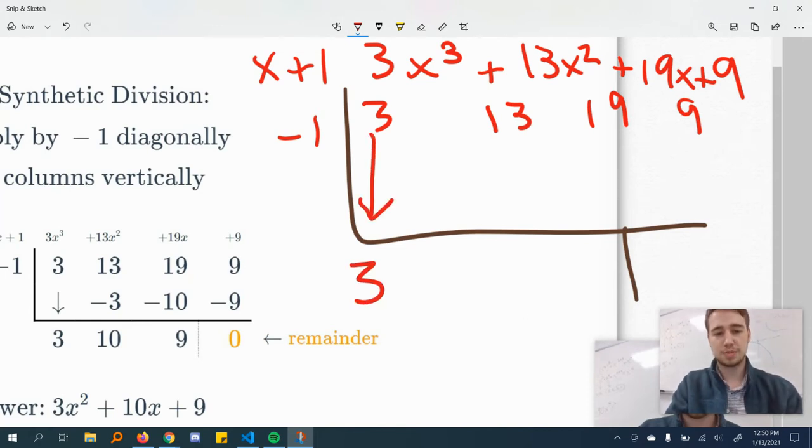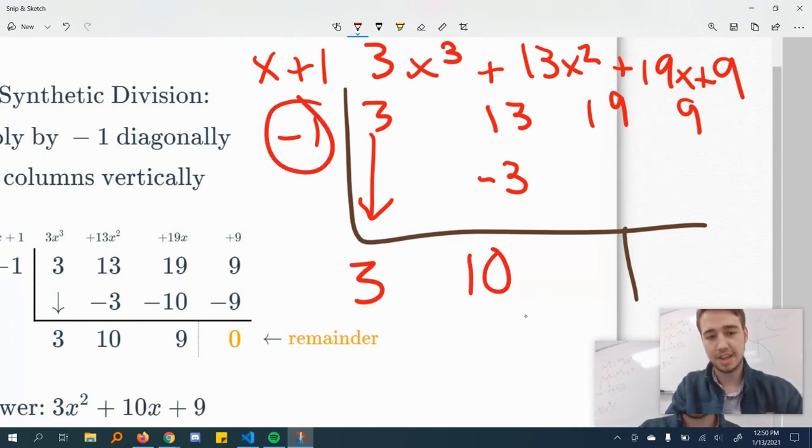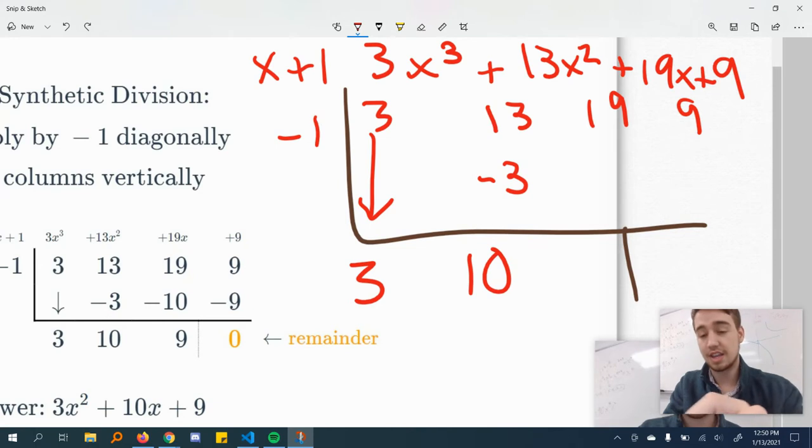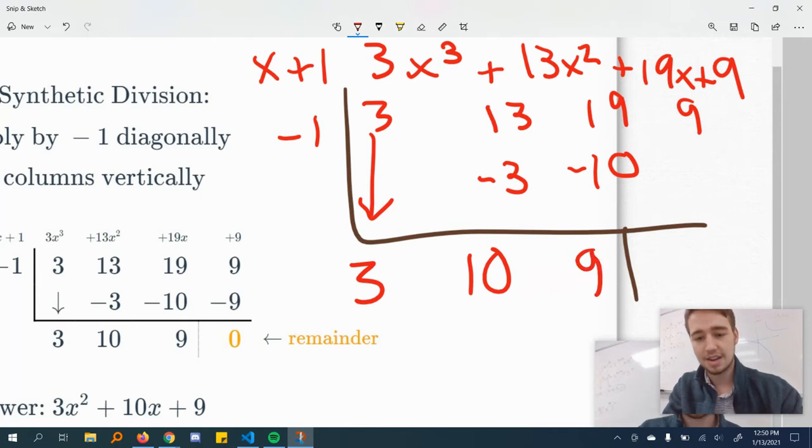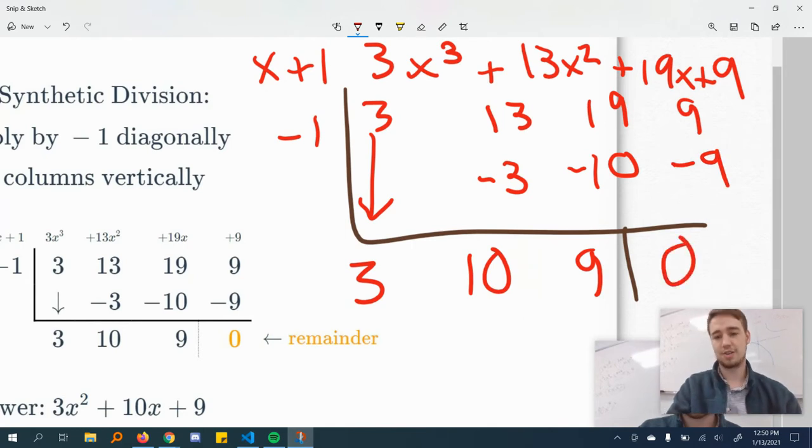And then we multiply -1 by the 3 that we're left with down there and get -3. Then we add these together to get positive 10, my mistake. And then we multiply -1 by 10 to get that -10 that we see over here. We add these up to get 9. -1 times 9 is -9, and we get 0 in this final thing when we add down.